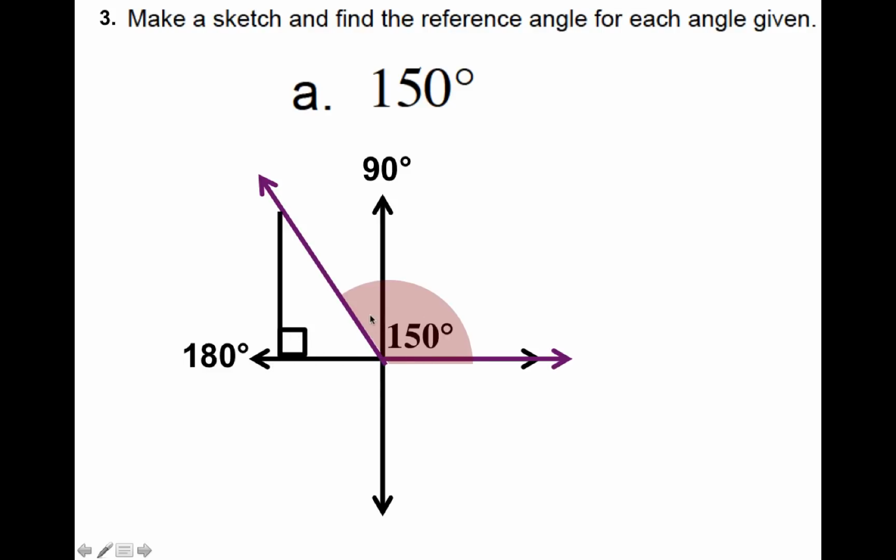This part is 150 degrees. I'm looking for how many degrees are in my triangle. So that would be another 30 degrees. So my reference angle is 30 degrees. You don't need any of these outside numbers. They just kind of help guide you. You do need the number in the triangle, and you do need to have it written outside.